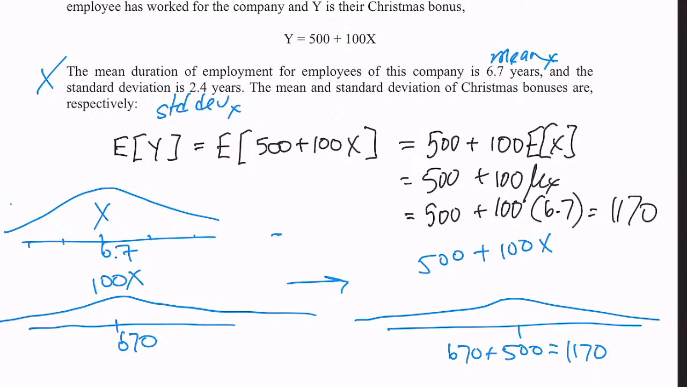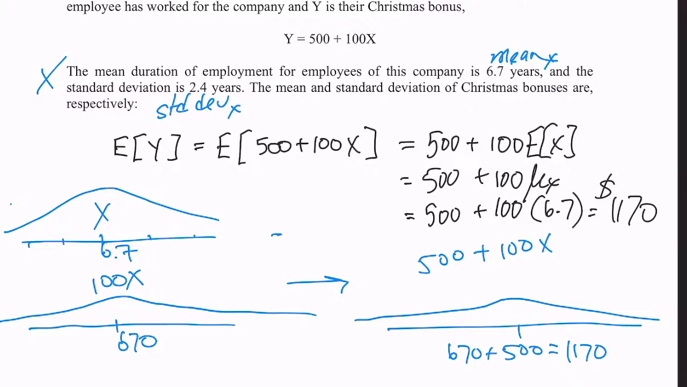These were in dollars because this is the Christmas bonus. So the average Christmas bonus will be $1,170. If the mean was 6.7 and I multiplied every value by 100, the mean would also be multiplied by 100. And if I shifted every single value by 500, then I would also shift the mean by 500.